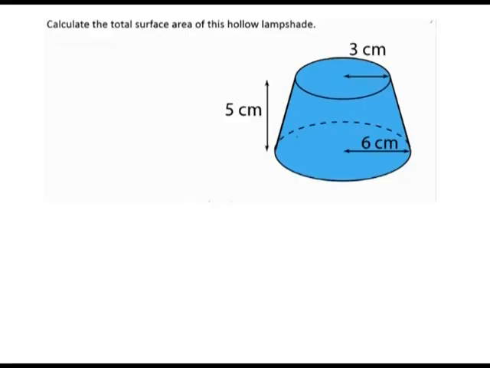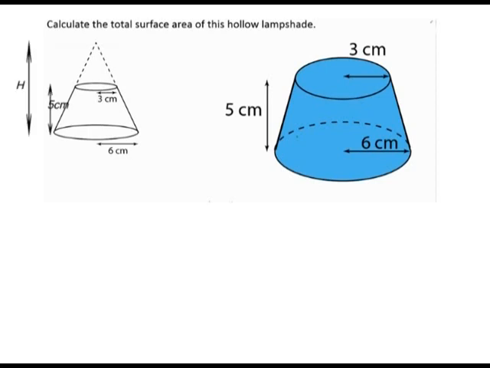Let's take an example. Calculate the surface area of this hollow lampshade. This is a frustum, but we are told it's hollow, so we only need to calculate the area of the curved surface. We apply the concept of similarity. Before it was chopped off, this was the original cone. The top radius of the frustum is of course equal to the base radius of the smaller cone, 3 centimeters. It is important you see that 5 centimeters is the perpendicular height of the frustum and not the larger cone.